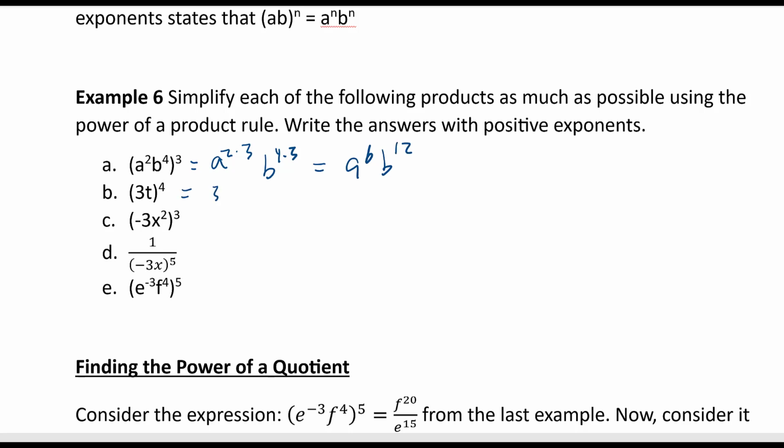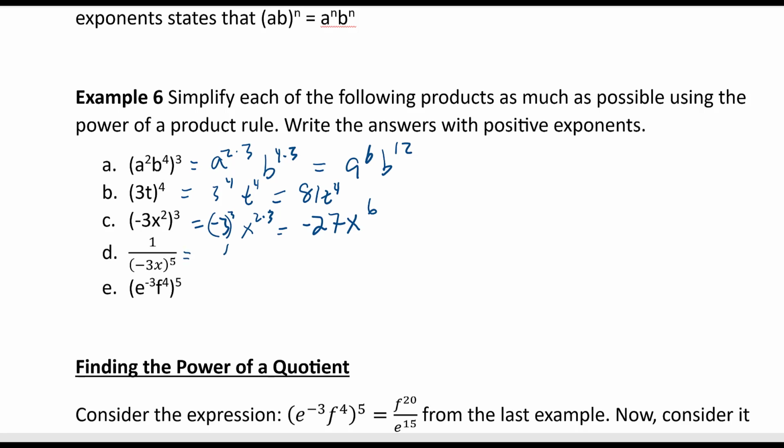Next one, that's 3 to the 4th, t to the 4th. 3 to the 4th is 81, so 81 t to the 4th. Here we have negative 3 to the 3rd power, x to the 2 times 3. So it's negative 27 x to the 6th.